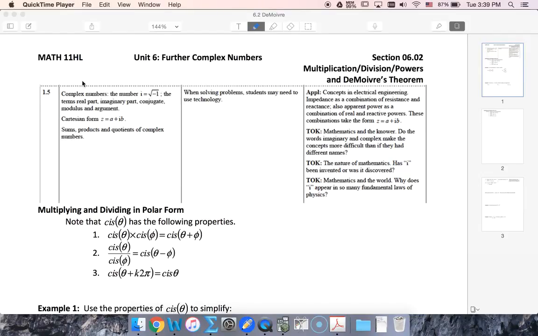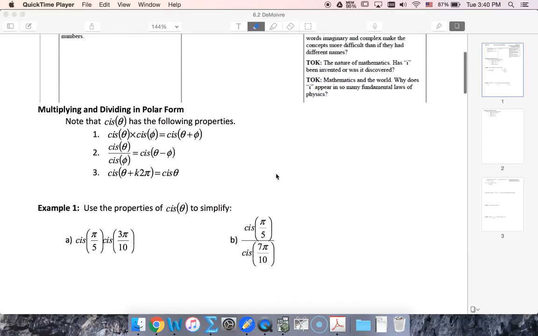Hello students, we're back in here to 1.5 because in this section we're going to talk about sums and products and quotients of complex numbers. So last class we looked a little bit at the idea that if we have the product of complex numbers, then the argument is the sum of the two arguments. So let's look at some proof of that.